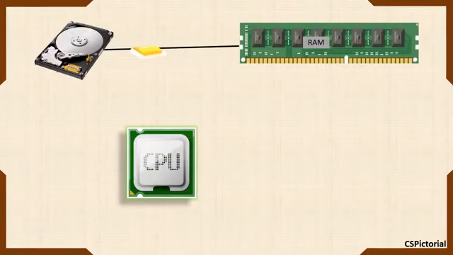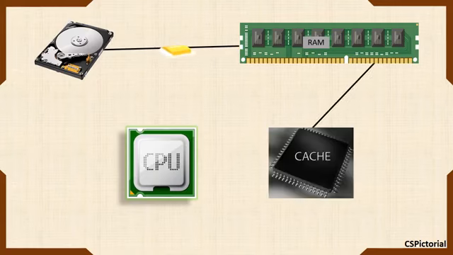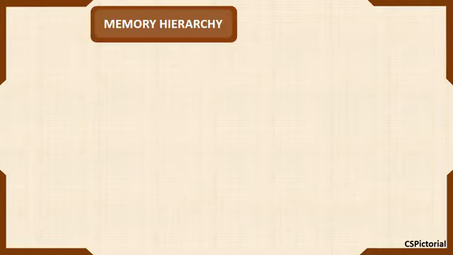Here is how the data flows. The data moves from hard disk to RAM. The frequently used data is then stored in cache, from where the CPU retrieves the data at a much faster speed. Now you will clearly understand this memory hierarchy.